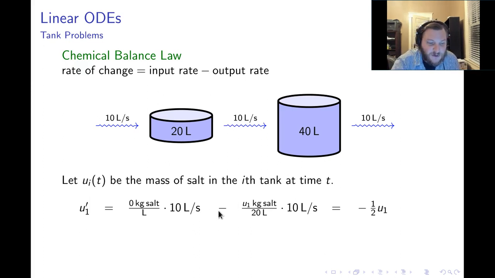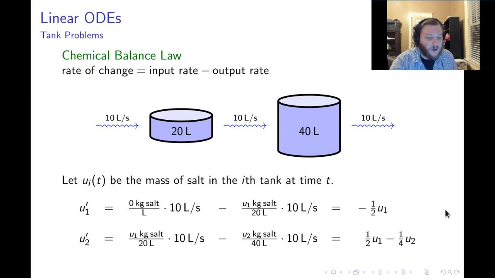So now I'm subtracting the rate at which mass of salt is leaving the tank. The velocity is 10 liters per second, but what's the concentration here? The concentration is whatever the amount of salt is in the first tank, that's called U1, and we want this per volume, so this is U1 kilograms of salt per liter, which would be divided by 20 liters. That's the volume of the first tank. And when I simplify my arithmetic here, this simplifies to just negative 1/2 U1. So I have my first differential equation here. The derivative of U1 equals negative 1/2 times U1.